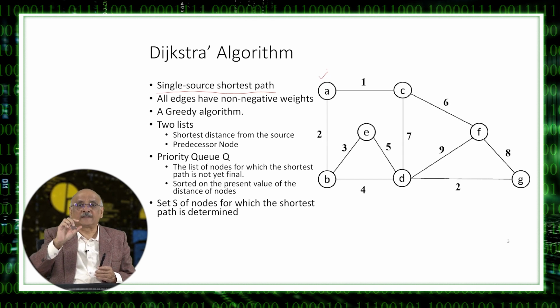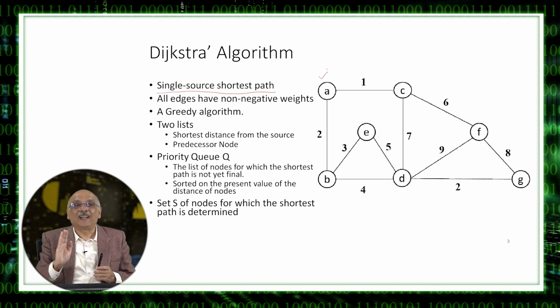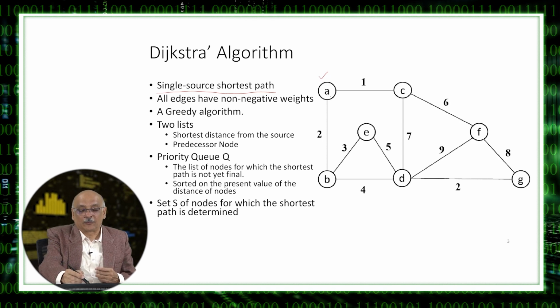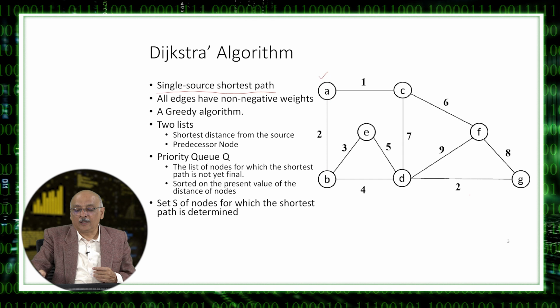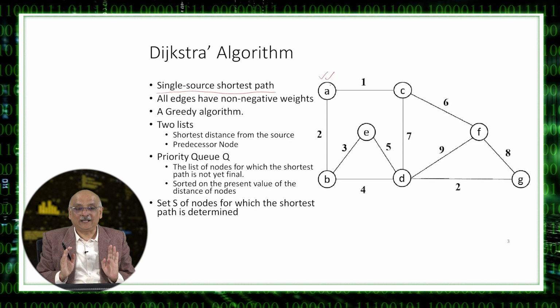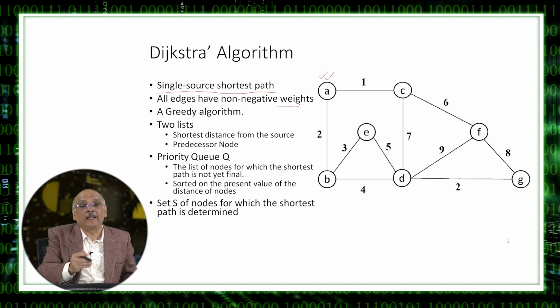This is the node from which all other nodes' distances will be computed. One of the cases may be, for example, from node A, all other nodes' distances. So single source. Source is one particular point. All edges have non-negative weights.